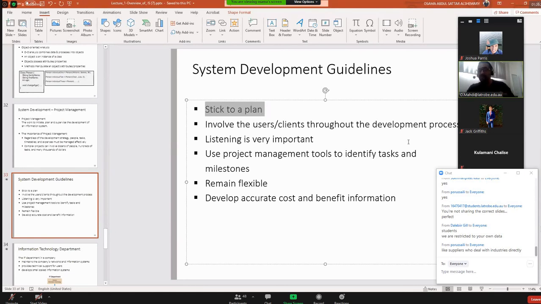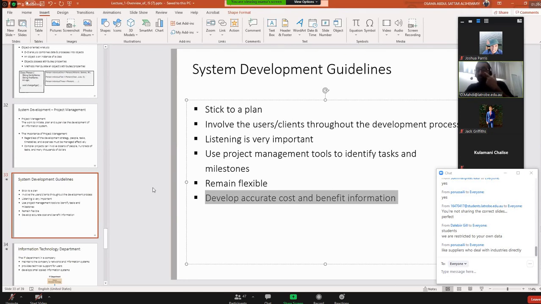So let's say an information system can be divided into part A, part B, and part C. People with different specializations work on part A, and people with different specializations will work on parts C, B, and so on. Once they did the test, for example, they combine everything together to represent one single information system. Use project management tools to identify tasks and milestones. Remain flexible, and develop accurate cost and benefit information.